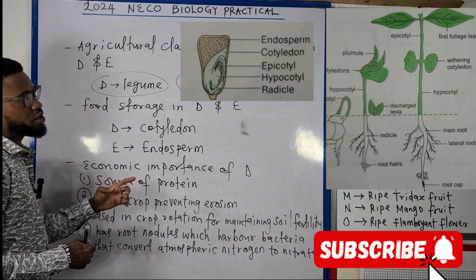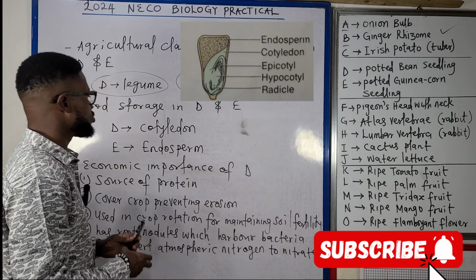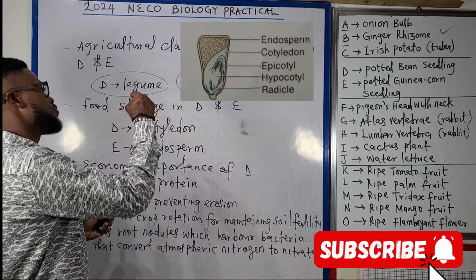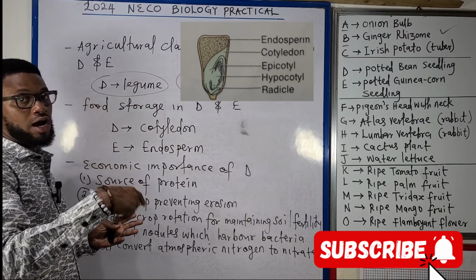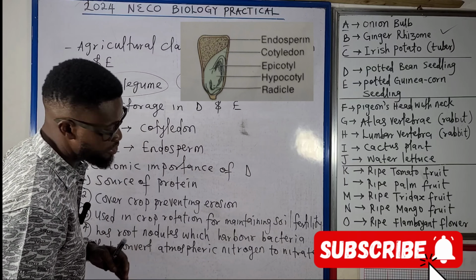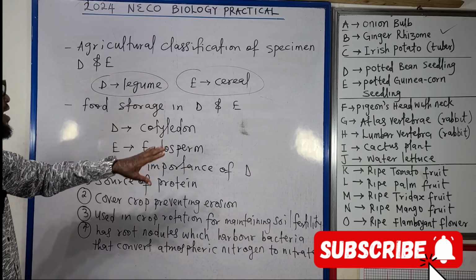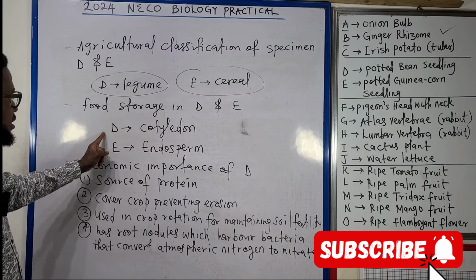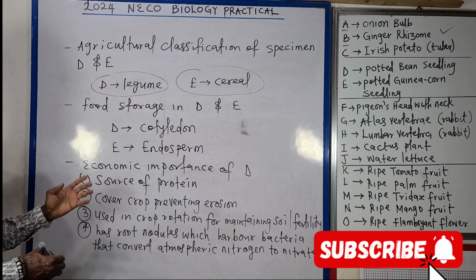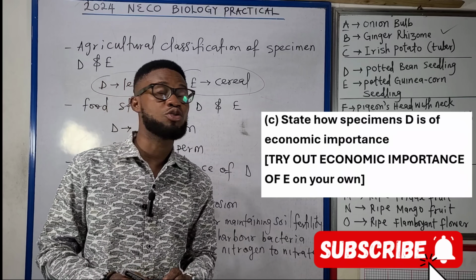So in the case of E, because it is hypogeal germination, you see that the cotyledon in E is actually going to absorb food from the endosperm where food is being stored, so that the food can then reach the embryo. Okay, that ends that. So food storage in D and E. Food is stored in the cotyledon for D, and food is stored in the endosperm for E, talking about the corn or maize seedling.